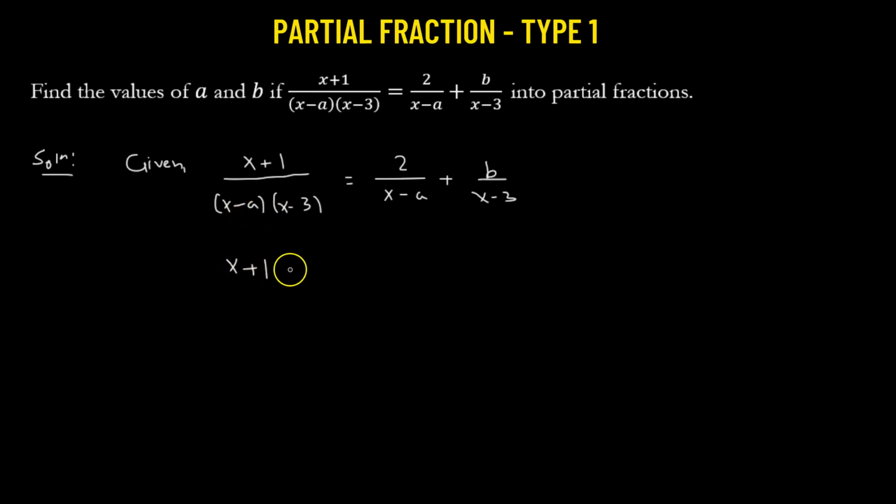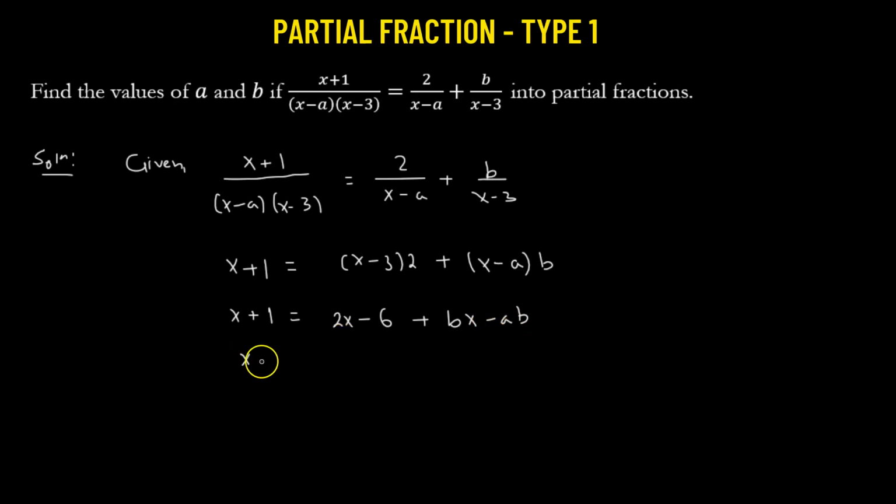That gives us x + 1 equals, we're going to get (x - 3) times 2 plus (x - a) times b. This will then become x + 1 equals 2x - 6 + bx - ab. We're going to combine the terms that contain x. So we'll combine 2x + bx by taking x as the common factor. So we have (2 + b) times x.